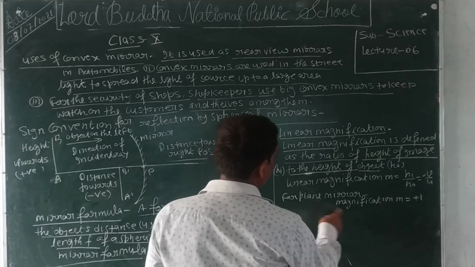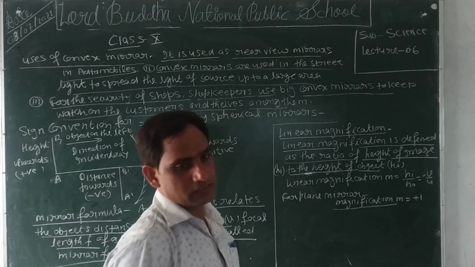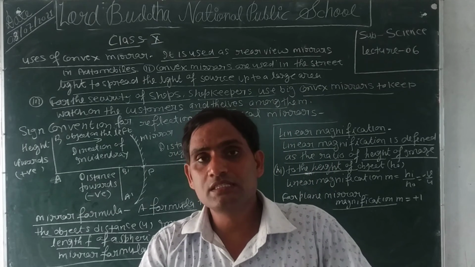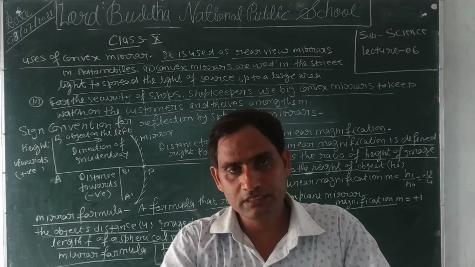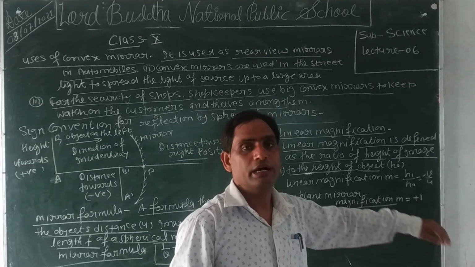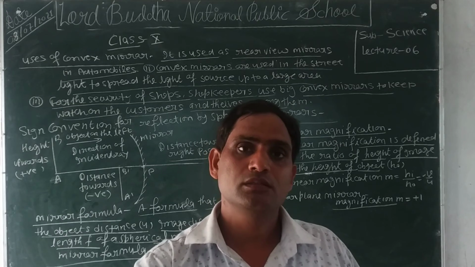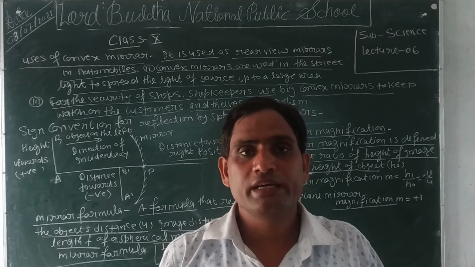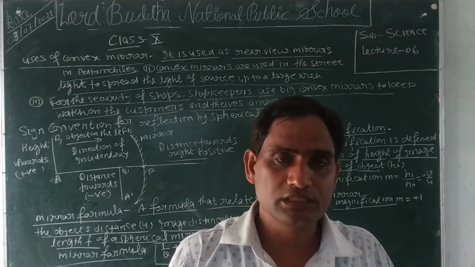Clear? For a plane mirror, magnification m equal to plus 1, because in the case of a plane mirror, the image is always virtual, erect and the same size as the object. Hence, the magnification will always be positive and equal to 1. In the next video, we will discuss the magnifications by convex mirrors and concave mirrors in different conditions. Thank you.